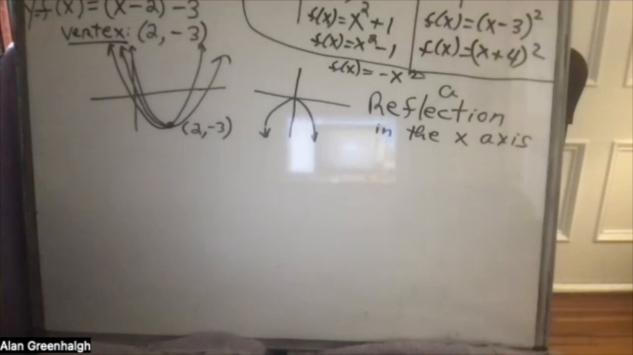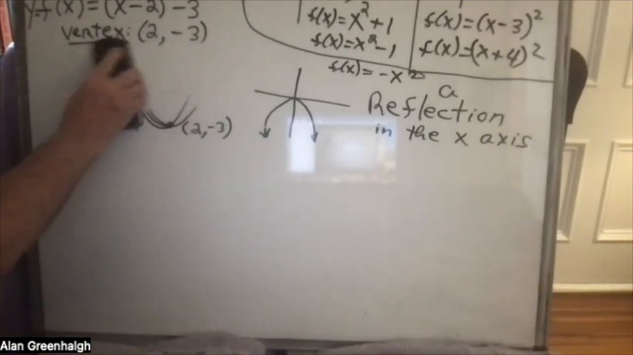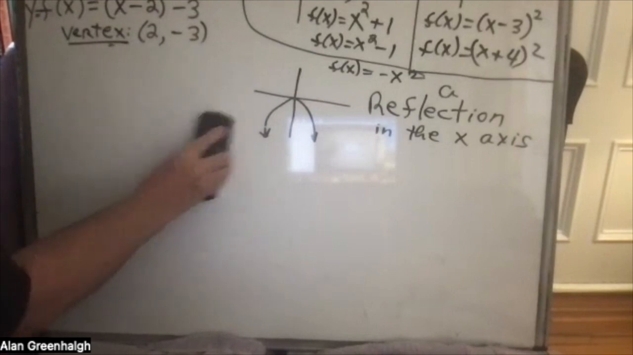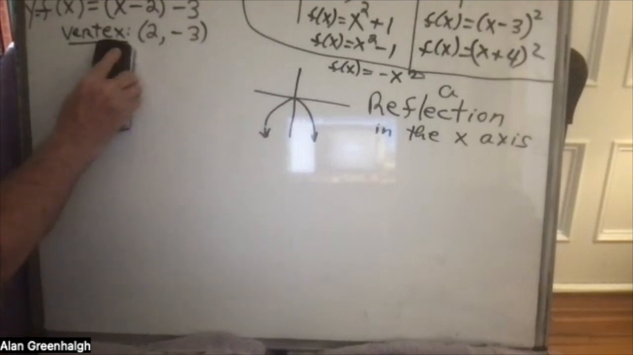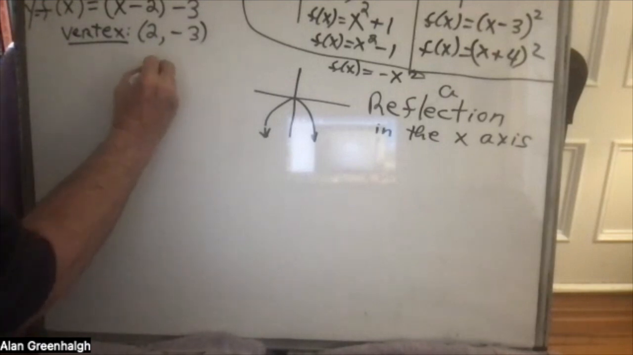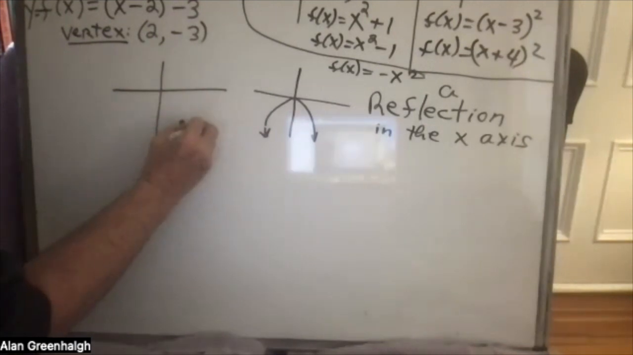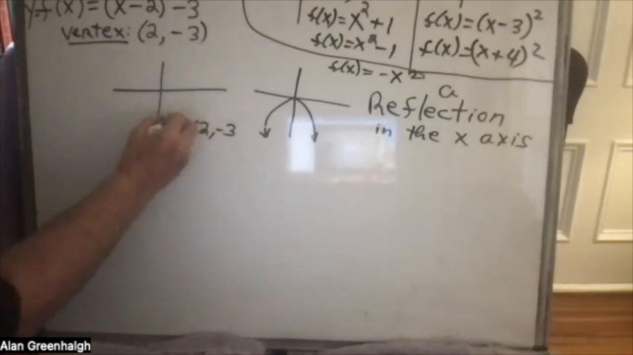So you need to know a couple of things. Let's get rid of this, because this is what we don't know it's going to look like. Let's just graph what we do know so far. For example, we know that this is the vertex right down here, 2, -3. And we know that it goes up.